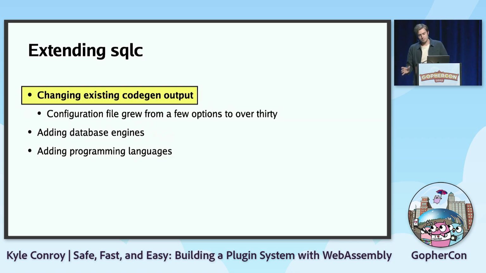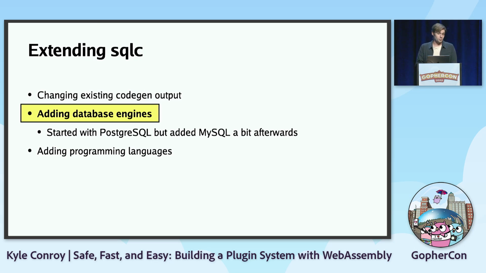So for updating and mutating the codegen output, you basically just have a configuration file. It started small, now there's like 30 or 50 options. It works okay. It's not great, but it's not too bad. Database engines are a little bit more complicated. One of the best parts about sqlc on the Postgres side is that we actually use the real Postgres query parser. So there's never incompatibilities because it's actually the parser that Postgres itself uses.